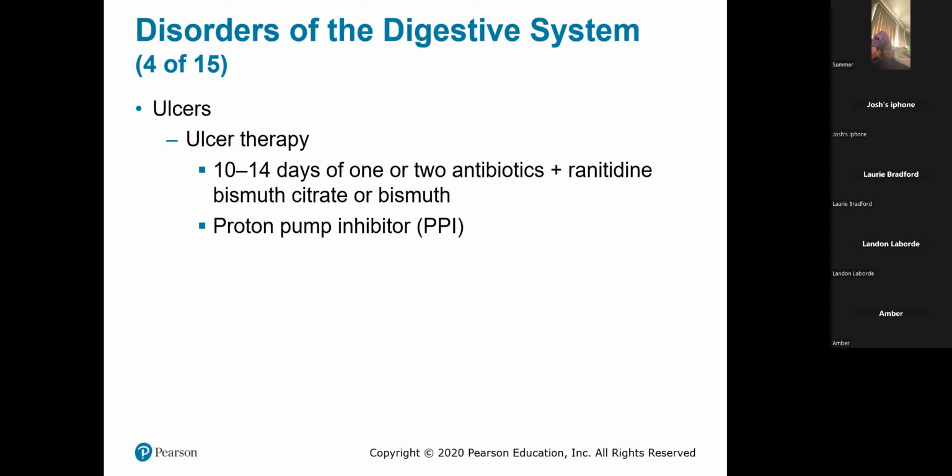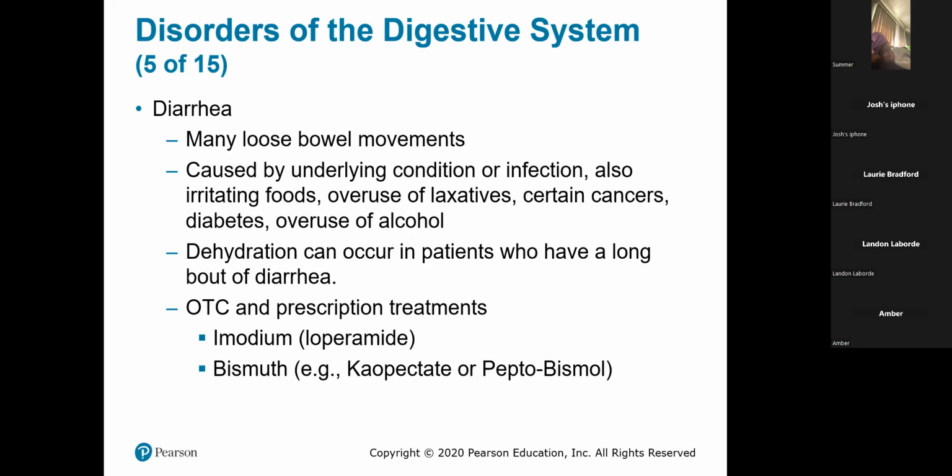So, ulcer therapy usually is going to be a 10 to 14-day regimen of one or two antibiotics plus ranitidine or bismuth citrate or bismuth. That is Zantac or Pepcid. A doctor might even utilize proton pump inhibitors, or PPIs, things like Nexium and Prilosec, to again, in an attempt to keep those acids down in the stomach in check so that they don't erode the esophagus.